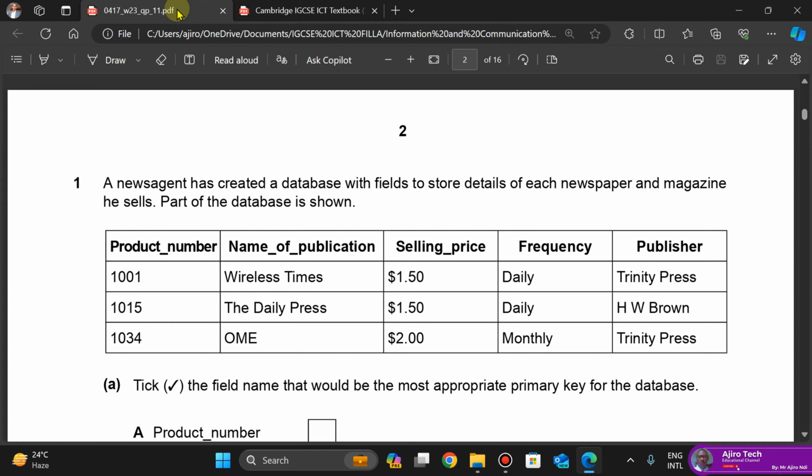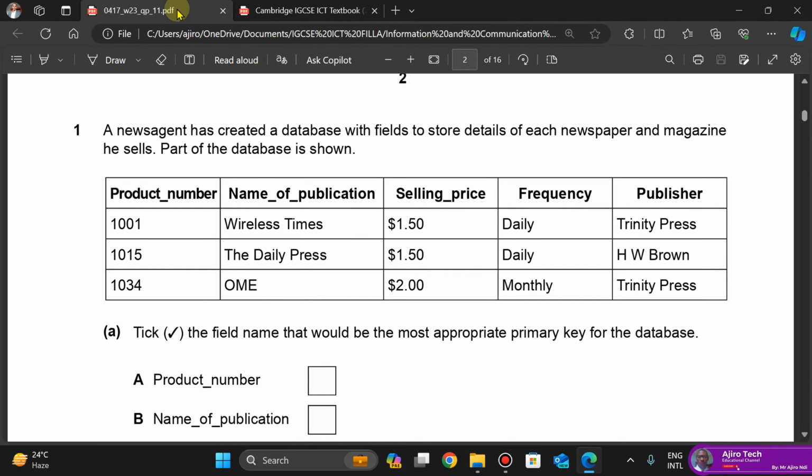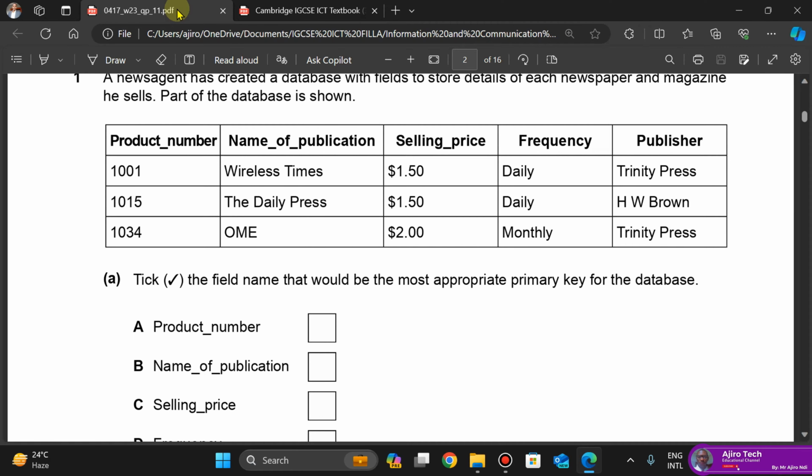Question 1. A news agent has created a database with fields to store details of each newspaper and magazine he sells. Part of the database is shown. This is what you will see in chapter 7 of the textbook, which is the system life cycle. In the system life cycle, we have a phase called the design phase. You can also make reference to chapter 18 of the textbook, known as Database. Tick the field name that will be most appropriate primary key for the database.